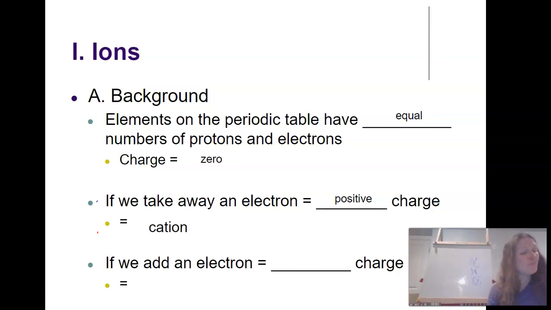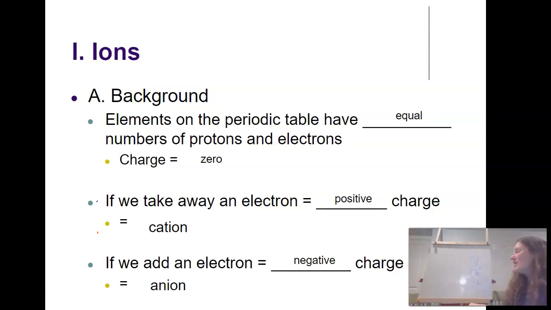Now, let's go to the other side of our periodic table, because we're going to see why in a second, and let's look at chlorine. Chlorine has 17 protons and 17 electrons. Well, what happens if we change this and we make this 18 electrons? Our chlorine has gained an electron, so now the electrons win. So we end up with an overall negative charge, and we call these anions.